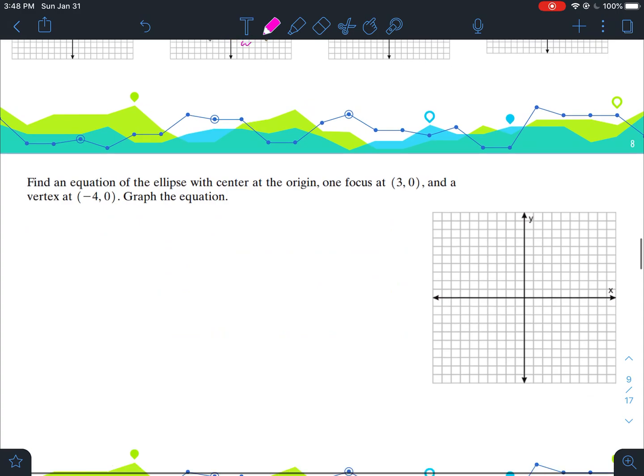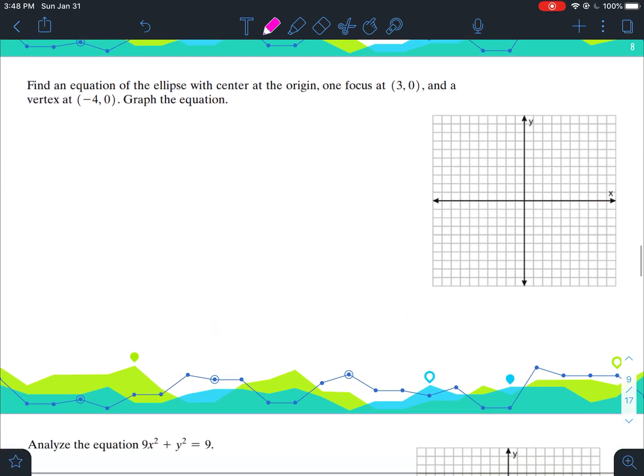All right, so let's look at some examples. Let's find the equation of an ellipse whose center is at the origin, 0, 0, and which has one focus at 3, 0, and a vertex at -4, 0. So the center is at 0, 0. One focus is at the point 3, 0, so 1, 2, 3. Here is one of our foci. The vertex is at -4, 0, so 1, 2, 3, 4. Here's a vertex.